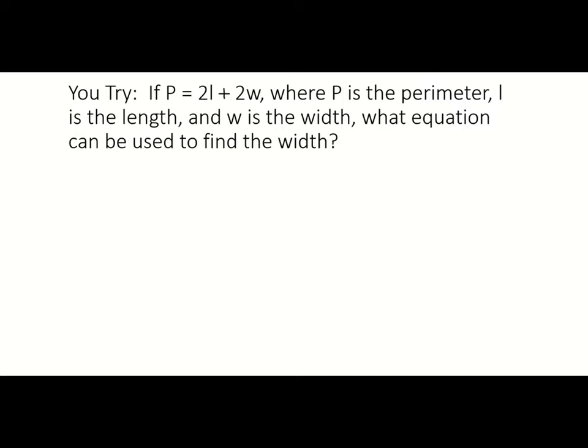This U-try gives you the equation to find the perimeter of a rectangle or square. So starting with the formula that is given, you have that the perimeter is equal to 2 times the length plus 2 times the width. Now, according to this U-try, it says what equation can be used to find the width?